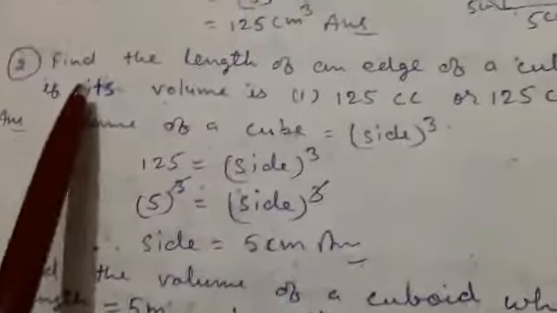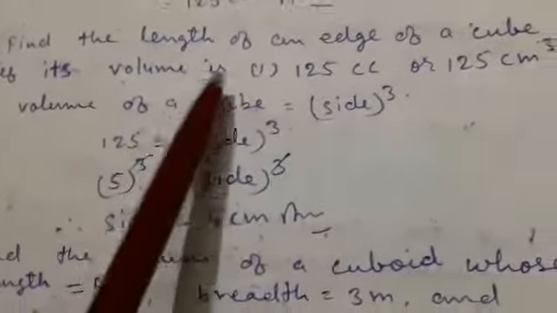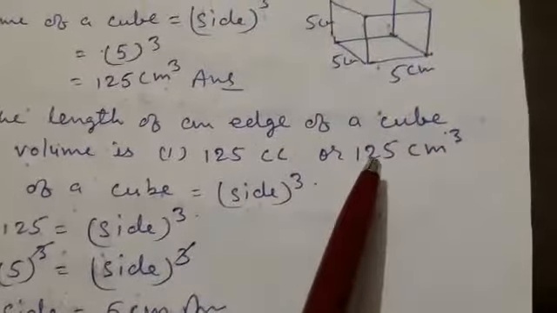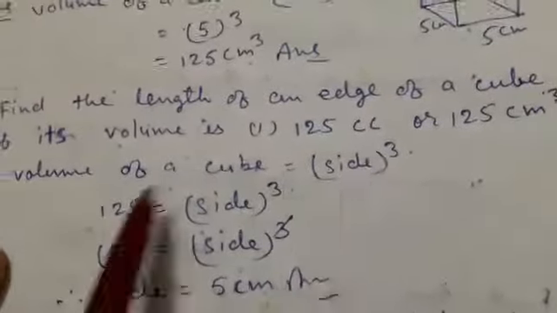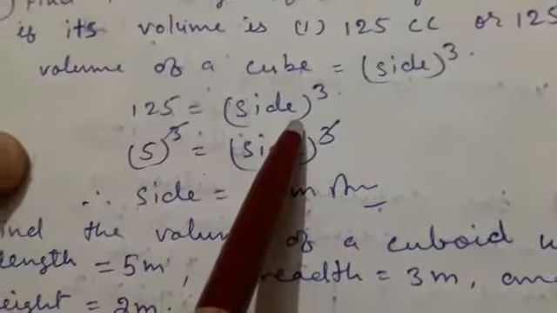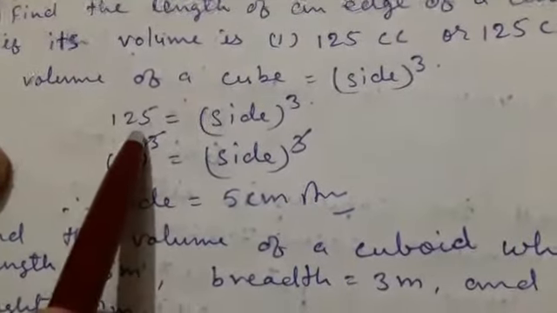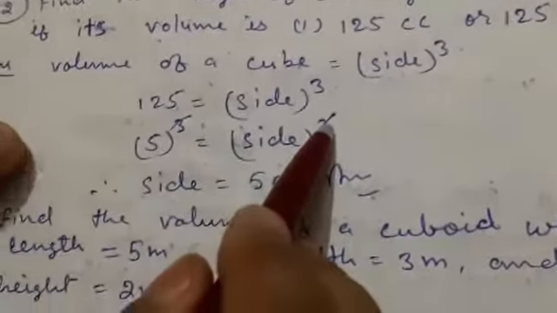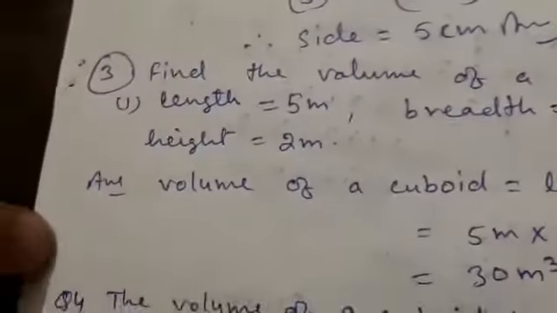Now question number 2, find the length of an edge of a cube if its volume is given as 125 cubic centimeter. cc means cubic centimeter or 125 centimeter cube. As we know, volume of a cube is equal to side cube. So volume of the cube is given, 125 centimeter cube, equal to side cube. If you do the prime factorization of 125, we will get 5 cube equal to side cube. This 3 will cancel out. Therefore side is equal to 5 centimeter. This will be our answer.